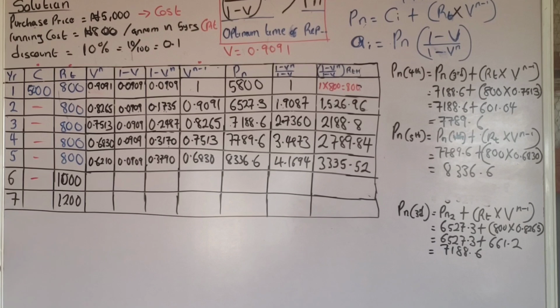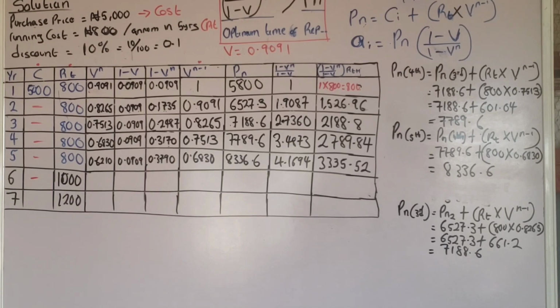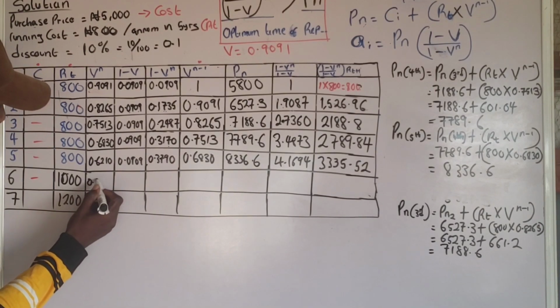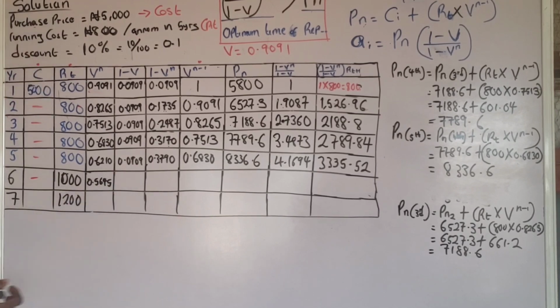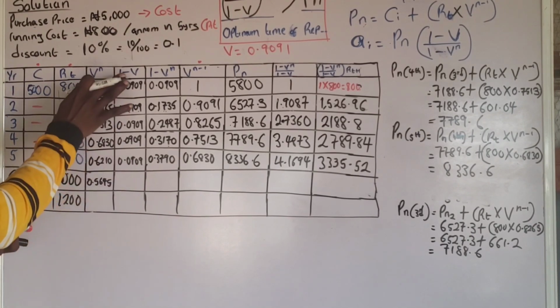So don't forget that V is 0.9091, you understand? So we want to get the value of V raised to the power of N for year 6. Don't forget that V is 0.9091, so here I'm going to have 0.9091 raised to the power of 6, which is 0.5645. So I'm going to have here 0.5645. You understand?